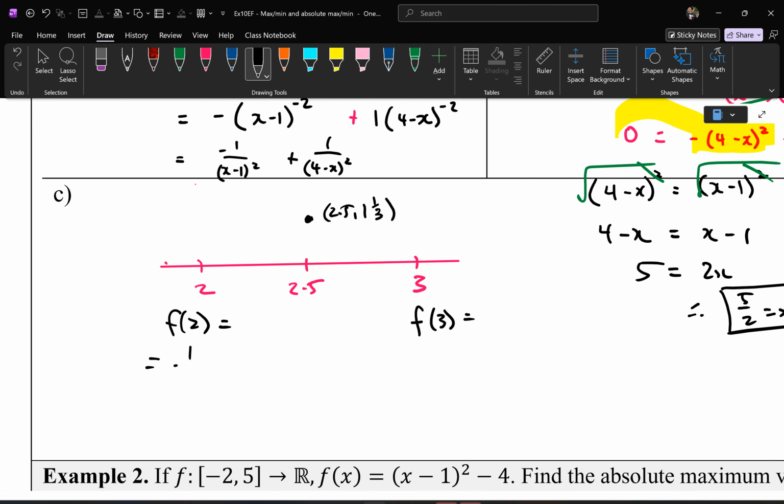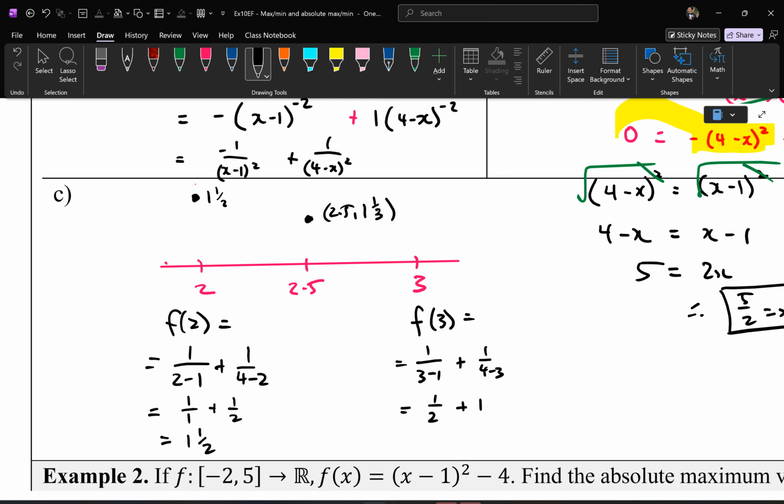f of 2 would just be 1 over 2 minus 1 plus 1 over 4 minus 2. Works out to be 1 over 1 plus 1 over 2. So that's the same thing as saying 1.5, which is a bit higher. And then you do the same for 3. That's 1 over 3 minus 1 plus 1 over 4 minus 3, and you end up with the same thing. Half plus 1, so 1.5.